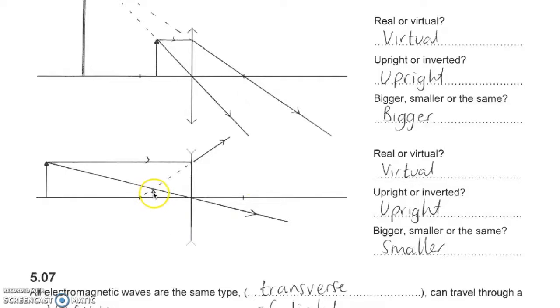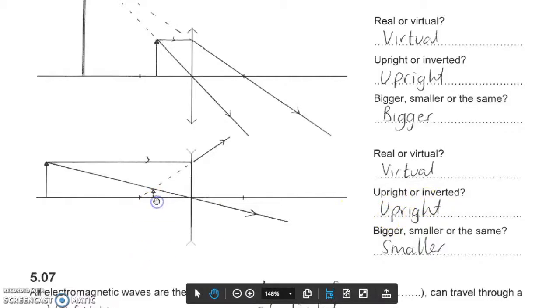And look where they meet. Well, they meet here. Now again, this is going to be a virtual image. It's to the left. I can't physically project this onto a piece of paper or a screen, so that's why it's a virtual image. Also, it's going to be upright, and it's going to be smaller, as we can see there.